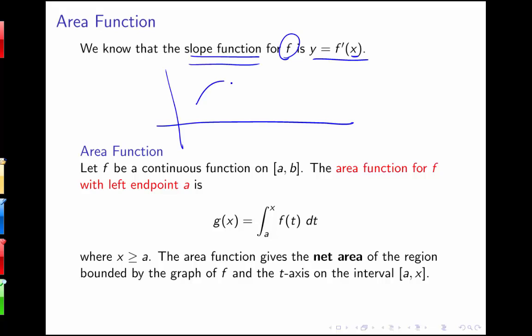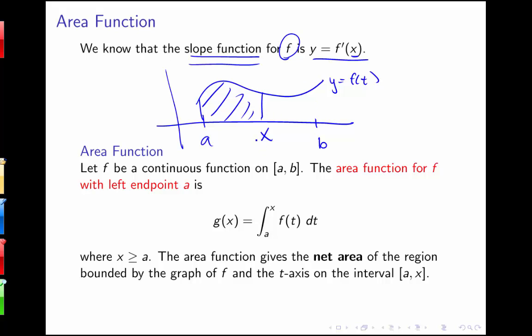If I have some function f that's continuous on an interval from a to b, then I can talk about the area function from a to some point x. We know that if we're looking at the area under this curve f from a to b, we've talked about how we can find that area using the limit of Riemann sums of rectangles. And that would represent a number, the actual area.